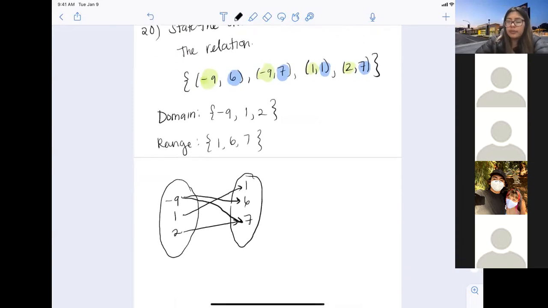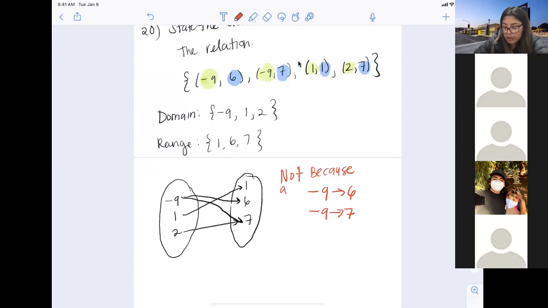Is this a function? The answer is no, because -9 goes to 6 and -9 goes to 7. You're not allowed to have 2 different y values. Okay. That's number 20. So not a function. This relation is not a function because of -9. Okay.